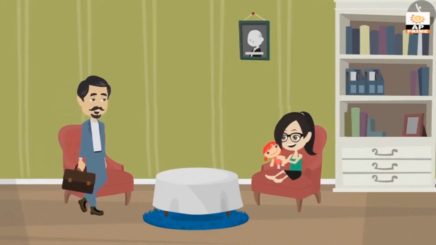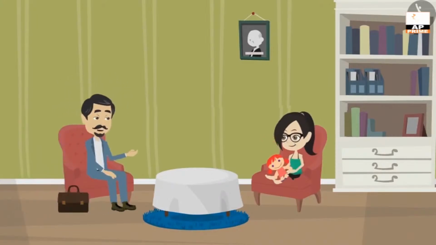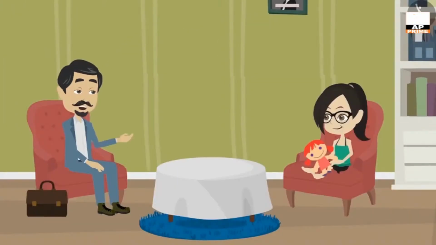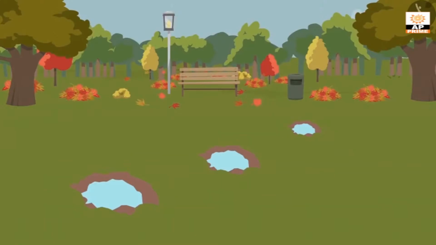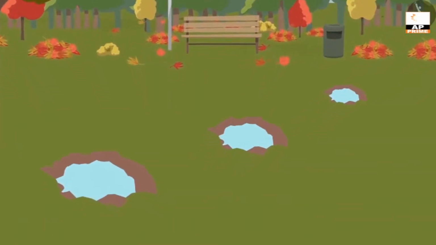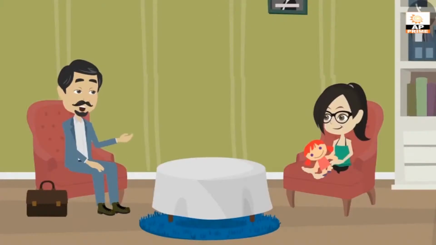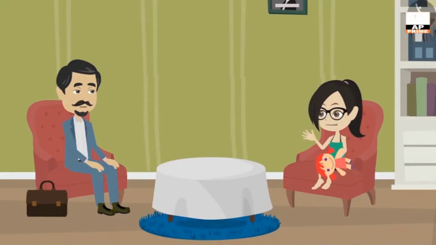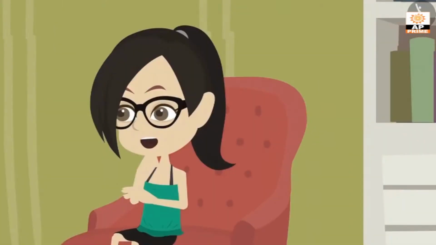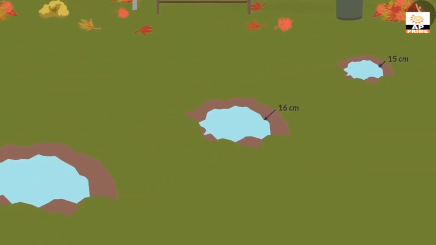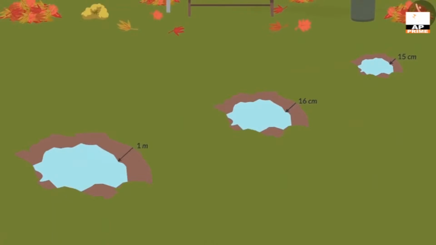Vandana, don't go to the park to play during the rainy season. Play here at home. Why, Papa? I went for a walk in the park this morning and noticed that the constant downpour has formed deep pits in the park, and you may hurt yourself while playing. Okay, Papa. But how deep are the pits? I didn't have the scale, but it seemed to me about 15 centimeters to a meter deep.